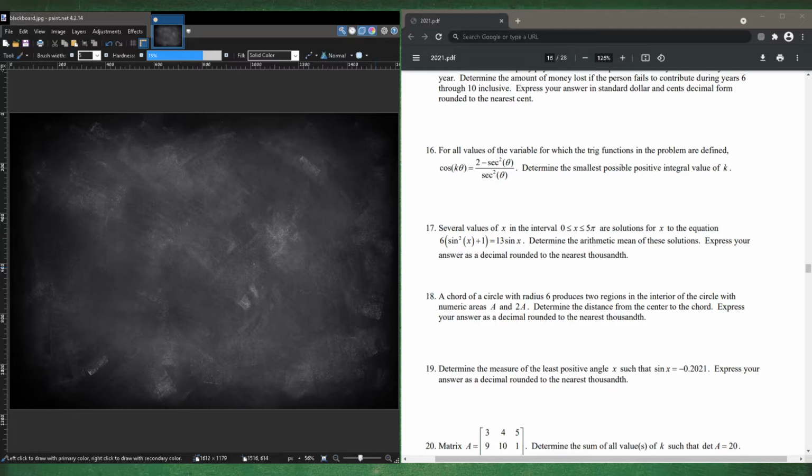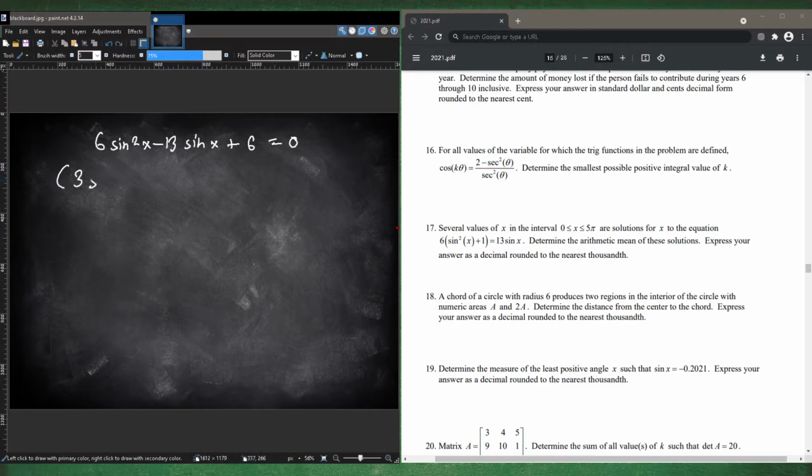Okay, number 17. The values of x in the interval 0 to 5 pi are the solutions to the equation 6 sine squared of x plus 6 equals 13 sine of x. Determine the arithmetic mean of these solutions. So 6 sine squared of x, then minus 13 sine of x, plus 6 equals 0. So I put everything on one side.